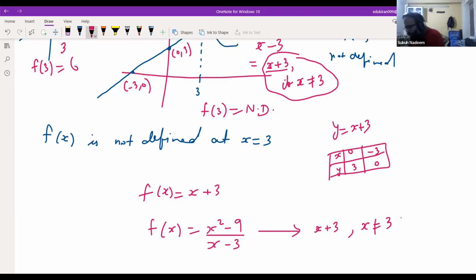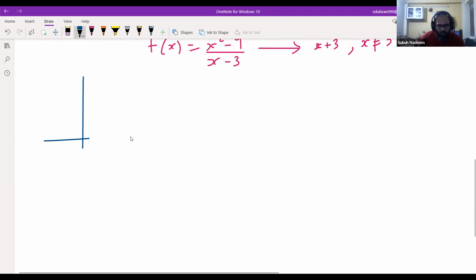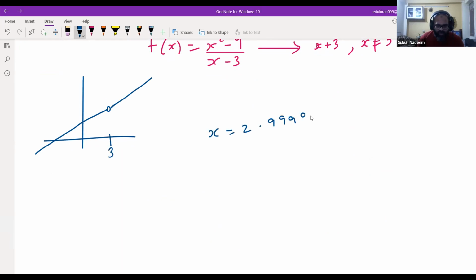Okay. So now we discuss limit. Now the concept of limit comes in: if you talk about this graph, at 3 it is not defined, but if you talk about x is equal to 2.99999, here it is defined because it is not 3. So the value will be f of x is equal to 5.99999. It is pretty close to 6, but not 6.